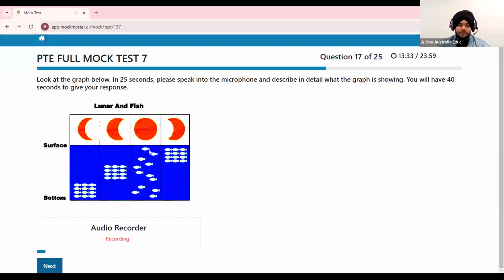The given image gives me information about lunar phases and fish and how they both relate. It can be clearly seen that there is a surface area where there are different phases of the moon and there's a bottom area. The image is divided into 8 parts, 2 top and bottom, and then there are 4 columns as well. In the image, I can see how different phases of the moon affect the fish and their population.